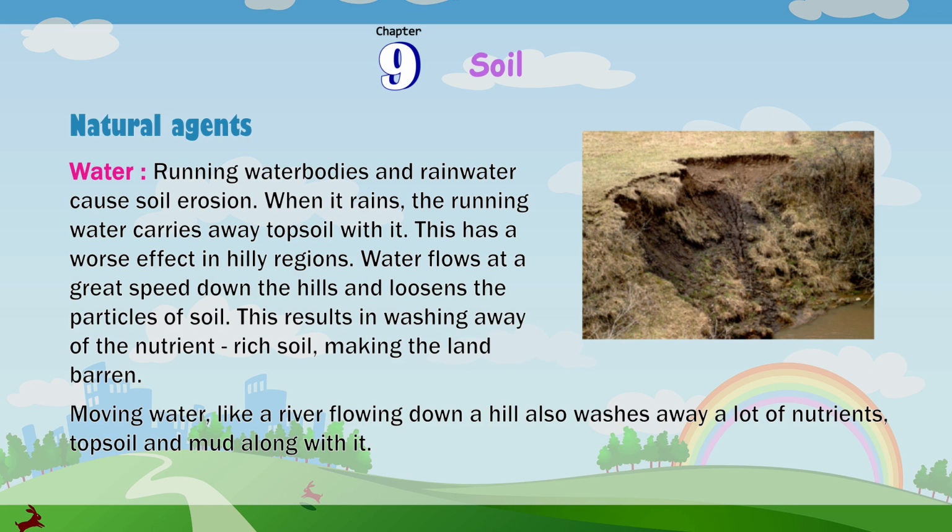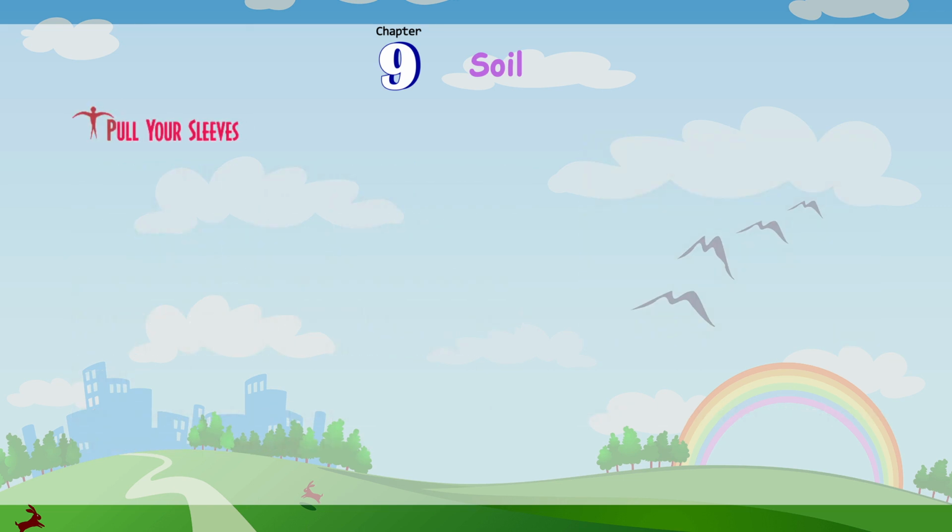When it rains, the running water carries away topsoil with it. This has a worse effect in hilly regions. Water flows at a great speed down hills and loosens the particles of soil. This results in washing away of the nutrient rich soil, making the land barren. Moving water like a river flowing down a hill also washes away a lot of nutrients, topsoil, and mud along with it.